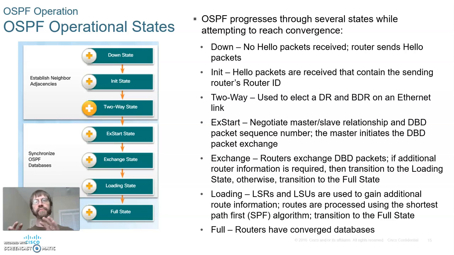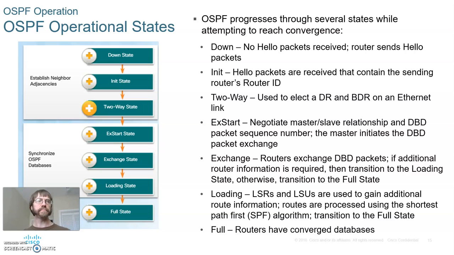In the next phase, after those neighbor adjacencies have formed, they begin to synchronize their databases. So we've gone from establishing the neighbor adjacencies to converging the network, synchronizing the database, creating the LSDB. Remember, by definition, in OSPF, the network is converged when all of the routers have the same link state database. They will have their own SPF tree, their own neighbor table. They will all have the same LSDB.